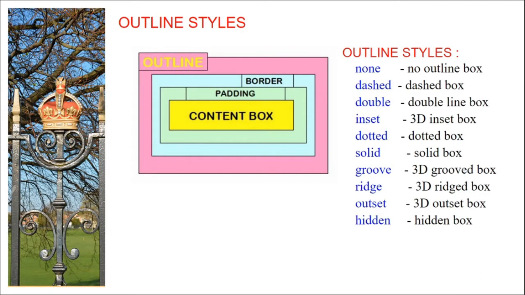Outline styles. We can have different outline styles. We've got none, which means there's no outline styling. We can have it dashed, so we have a dashed border around the box. We can have a double line box, a 3D inset box, a dotted box, a solid box, a grooved, 3D grooved box, a 3D ridged box, a 3D outset box, and we can have a hidden box, which is not displayed.